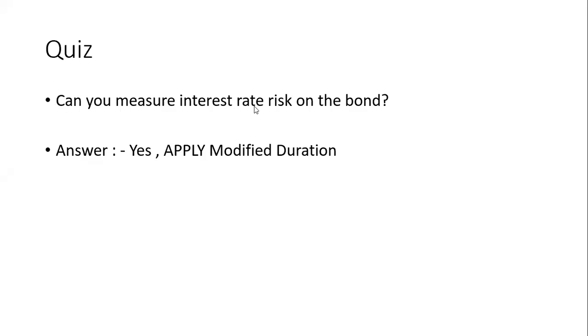Yes, we can measure interest rate risk on the bond by applying modified duration. Step 1 is applying Macaulay duration. The numerator is duration, and it is divided by 1 plus YTM over the number of coupons per year.